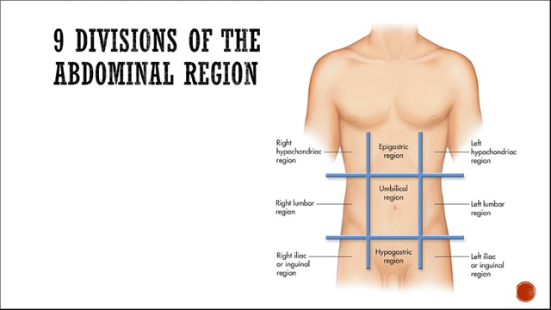The liver is generally said to be in the right upper quadrant or the epigastric region. It does kind of go over to that right hypochondriac region as well because the liver is pretty big and broad.